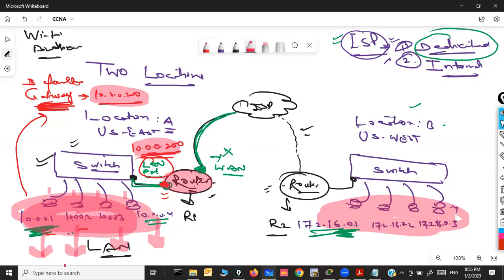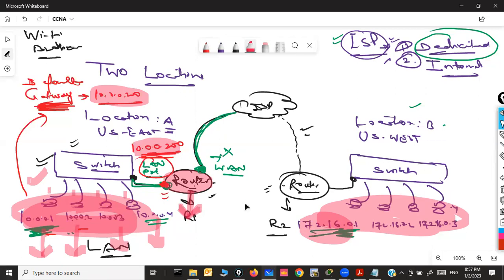Why? Because if a packet needs to be routed outside this network, meaning if computer 10.0.0.1 wants to communicate with 172.16.0.1, both are in different networks. So the gateway is the mediator here, the entry and exit point of the network. So the computer will send the packet to the gateway, to the router, and then the router will do the rest of the things.